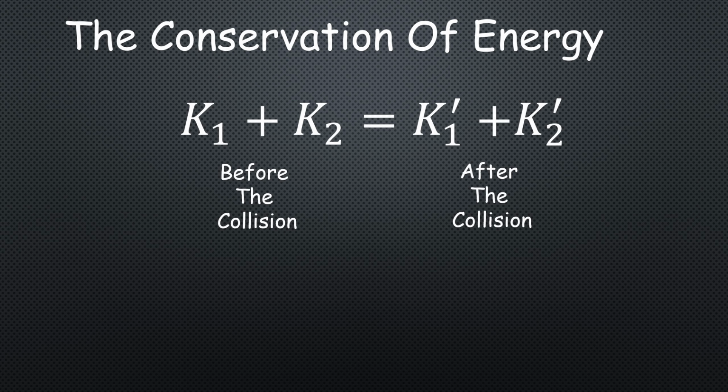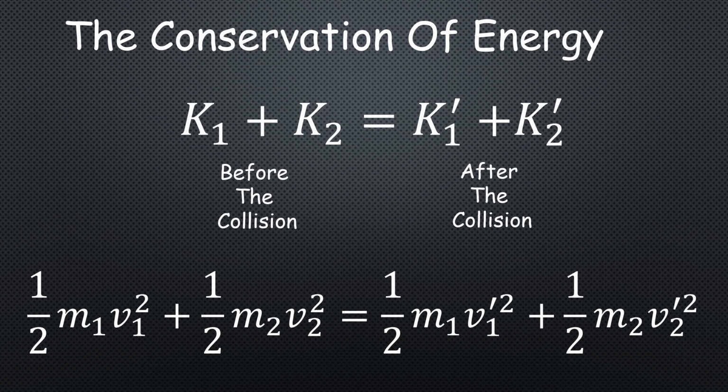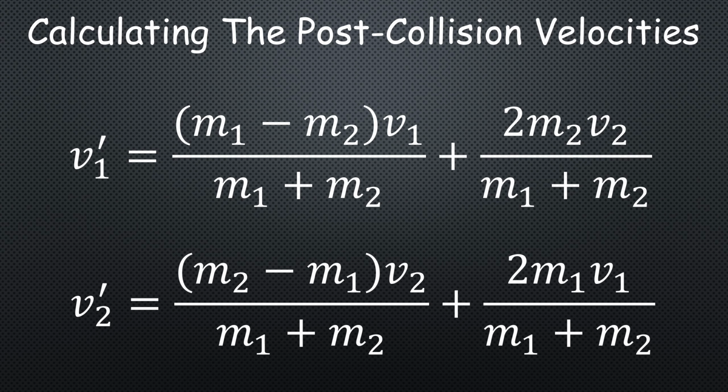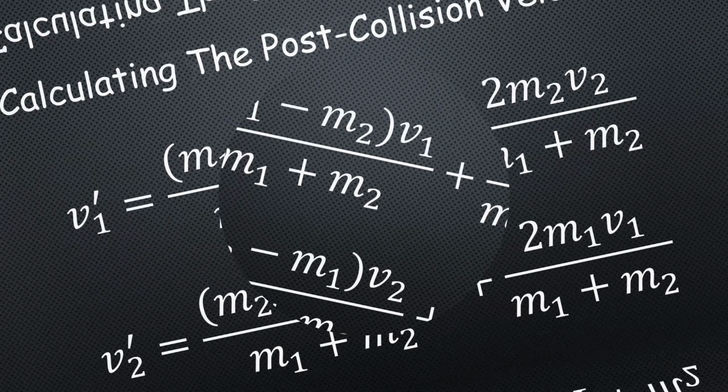Based on this principle, we can say that the sum of energy before the collision is equal to the sum of energy after. Let's replace capital K with the equation of kinetic energy, and we get the following. We now have two equations involving the same set of variables. I'm going to skip quite a few steps of substitution and rearrangement, but eventually we can extract the following equations for calculating the velocities after the collision.